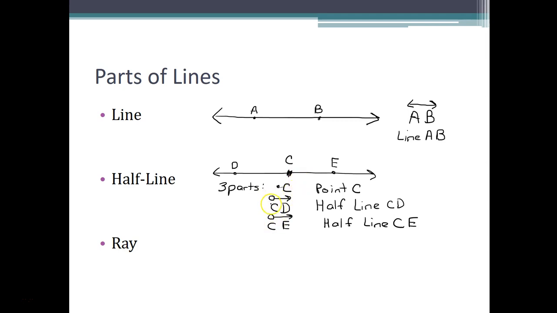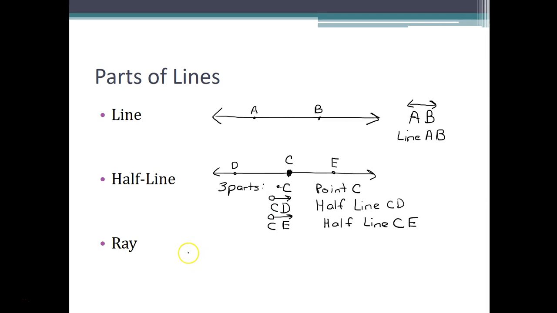So you put the little open circle over C, which is where the half line starts. That doesn't include C, but it starts right after C, and then you put the arrow over a point that the half line goes through. And that way people know what direction you're looking at. Those are the 3 parts of a line when you have a point dividing up the line.